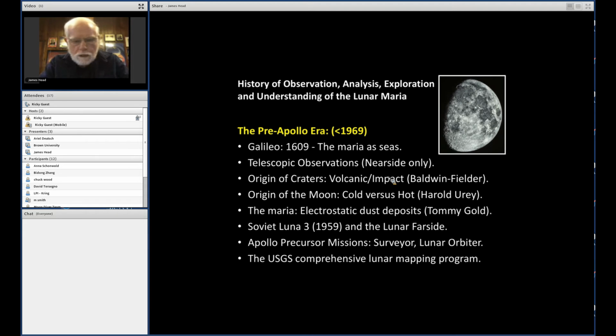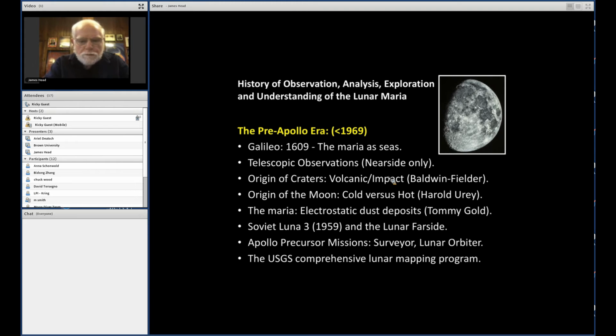So the increase in the capabilities of telescopes led to a huge number of debates. The craters that Galileo actually described in 1609 were really argued in terms of their origin. Many people believed, such as Gilbert Fielder, that these were volcanic in nature, even the large craters like Tycho and Copernicus and so on. And Ralph Baldwin, a really key person in the early history of lunar exploration, found and argued, in fact, that they were of impact origin. And that debate continued on right up to the Apollo era and even after.